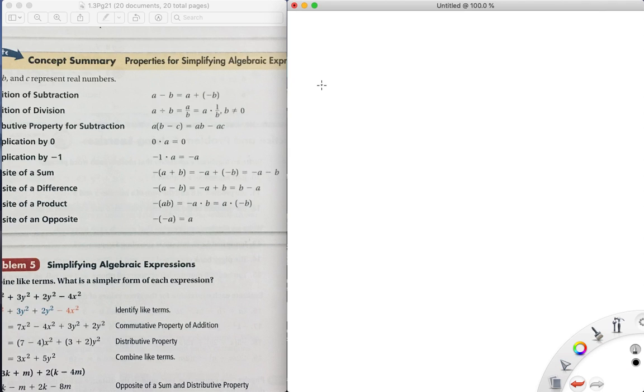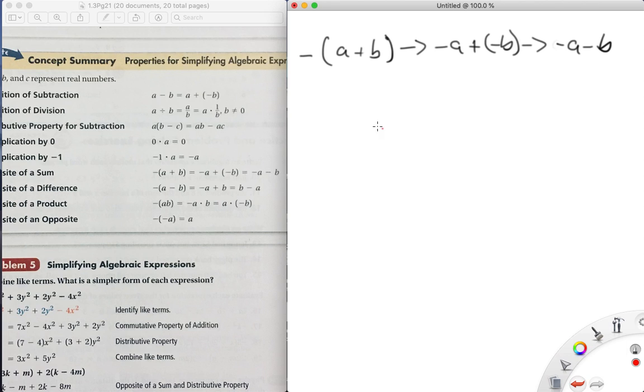Alright. So, opposites of the sum. If I have two things being added in here, and I multiply it times a negative number or negative 1, then I have the opposites. I have the opposite of a and the opposite of b. So negative a plus negative b is the same thing as negative a minus b. So that's the opposite of a sum.